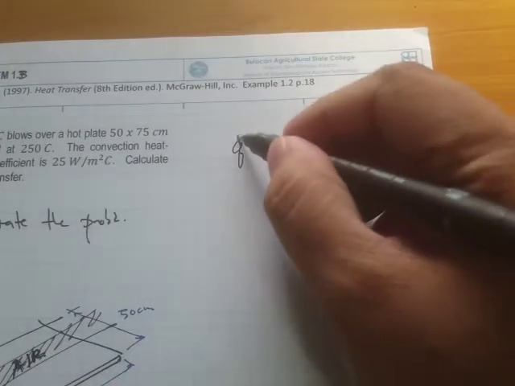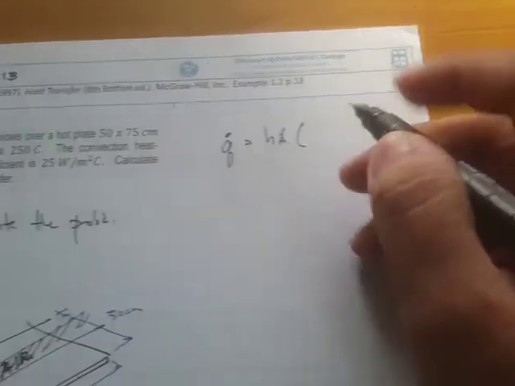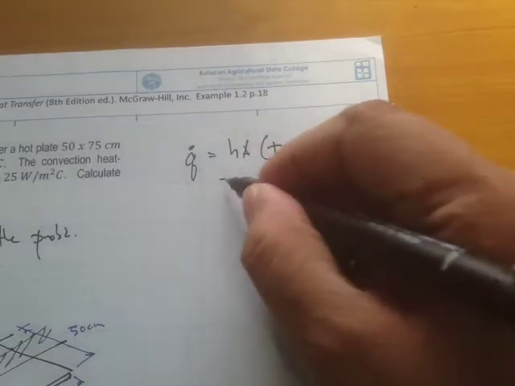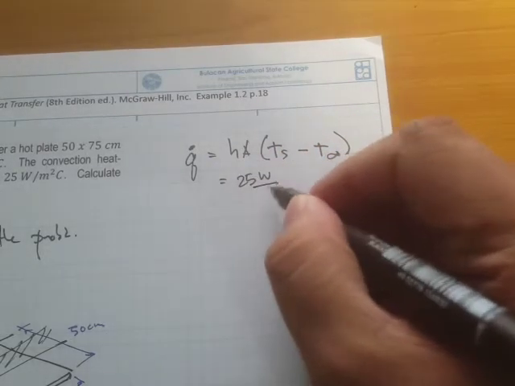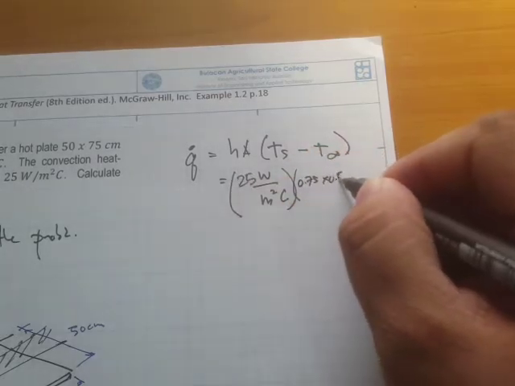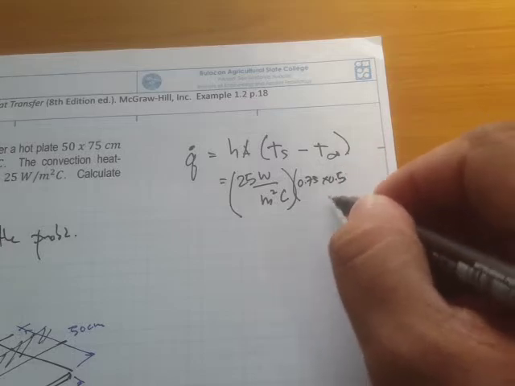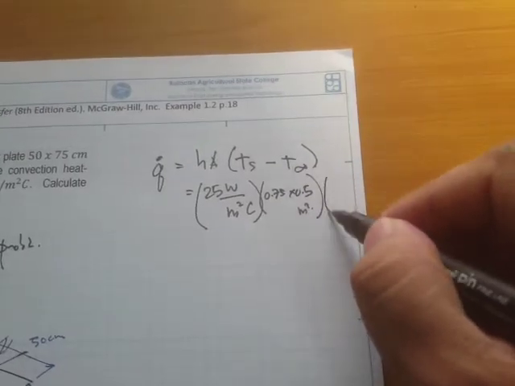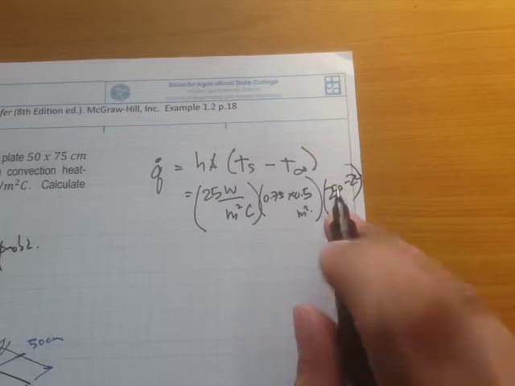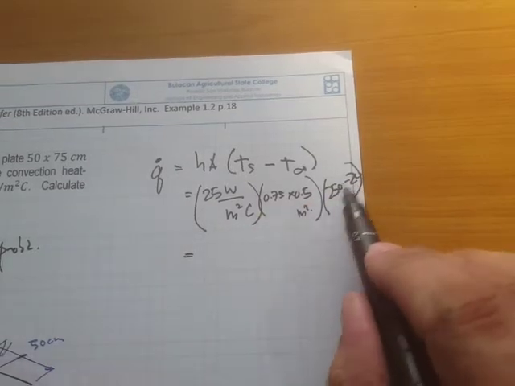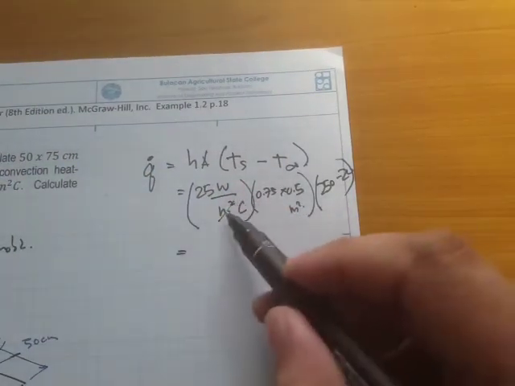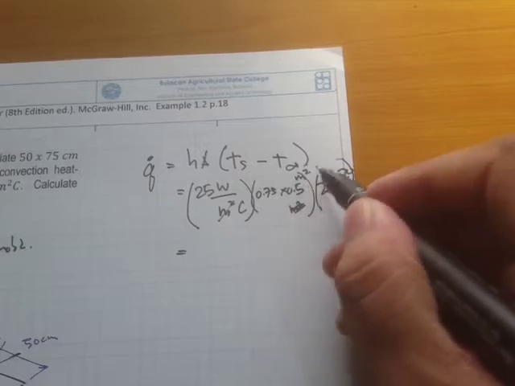So our equation is Q dot equals h A times the difference between the surface temperature minus the fluid temperature. So h is 25 watts per meter squared Celsius, and the area is 0.75 times 0.5, in meter squared, and this is 250 minus 20, in degrees Celsius. The degrees C cancel out, and we have meter squared in the denominator and meter squared in the numerator.